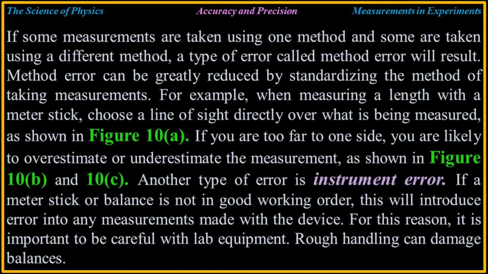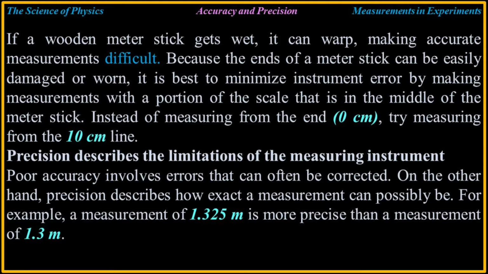It's also called systematic error because there's something wrong with the system set up in order to do the experiment, and the balances are part of that system. If a wooden meter stick gets wet, it can warp, making accurate measurements difficult. Because the ends of the meter stick can be easily damaged or worn, it is best to minimize instrument error by taking measurements with a portion of the scale that is in the middle of the meter stick instead of measuring from the 0 centimeter mark. Try measuring from the 10 centimeter mark.